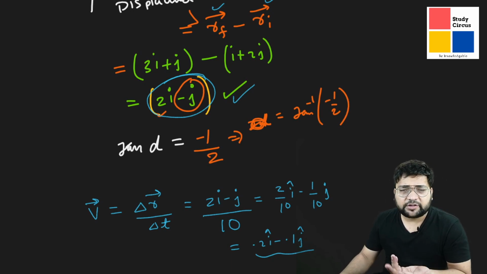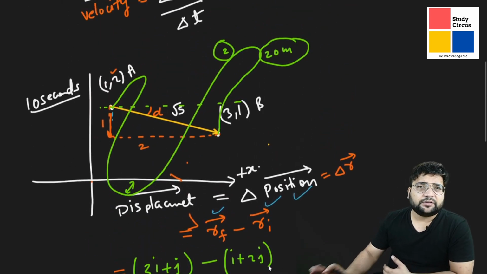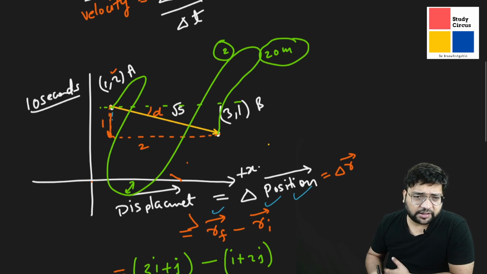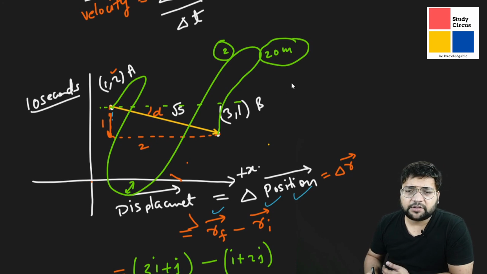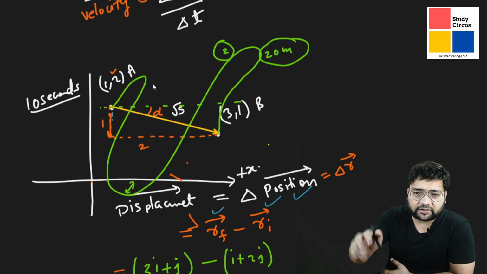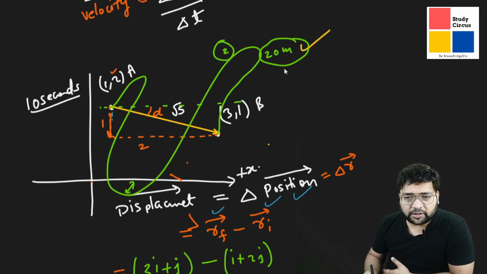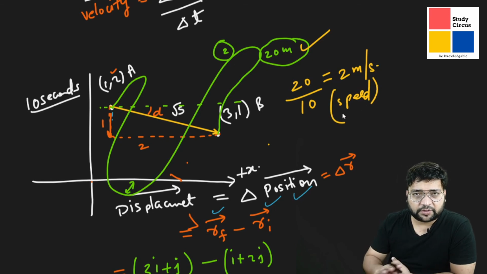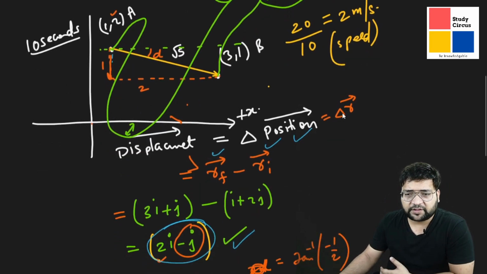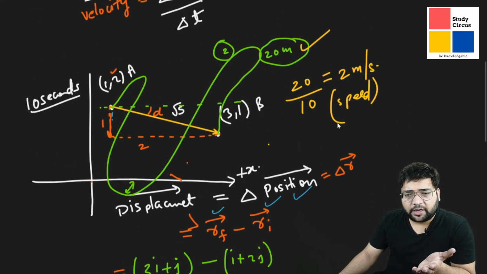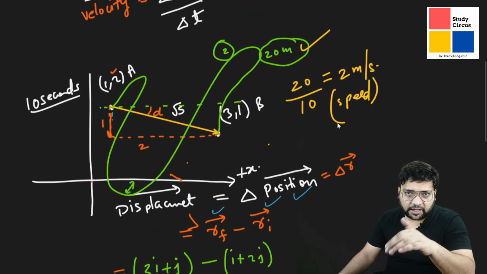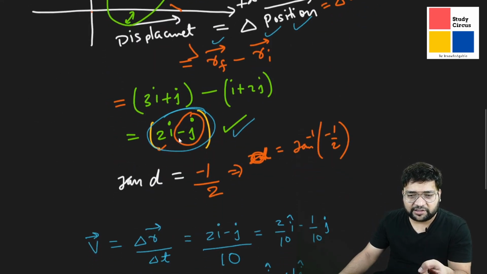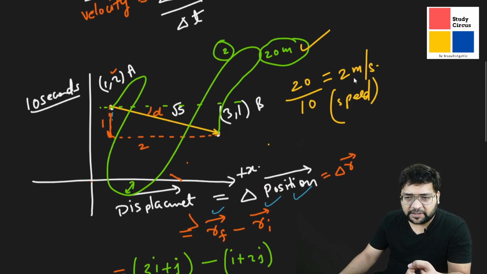Okay, what is the speed? Speed is a scalar quantity. It doesn't have any direction. So simply the distance upon time. So what is the total distance traversed? It is given the length of the path is 20 meters. So 20 meters it traveled in 10 seconds. So that is 2 meters per second is the speed. This is the speed of the person who is traveling from A to B. He took the green path. But the velocity is this thing that we found out. The speed is 2 meters per second.